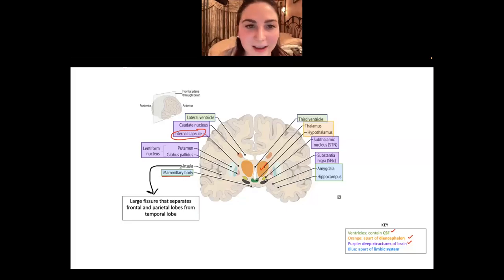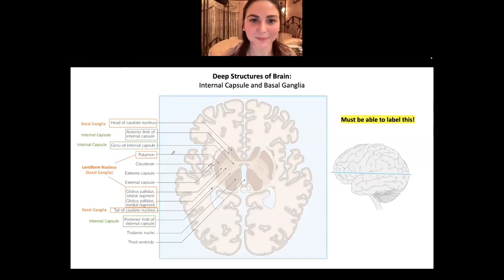And then the only other thing on here that was not defined is the insula. So I just defined it. This is a large fissure. So again, just a little divot that separates the frontal and parietal lobes from the temporal lobe. I don't think they'll ever ask you to identify the insula, but I just wanted to have it on here for you guys, so it's labeled.